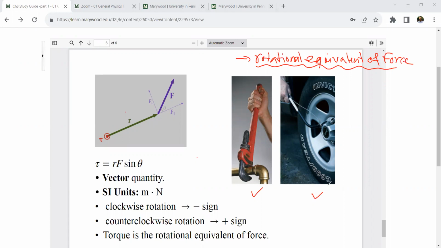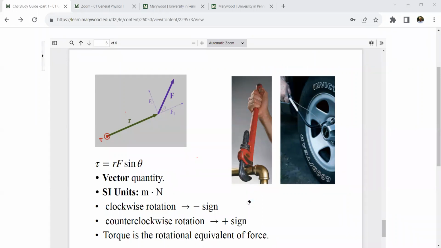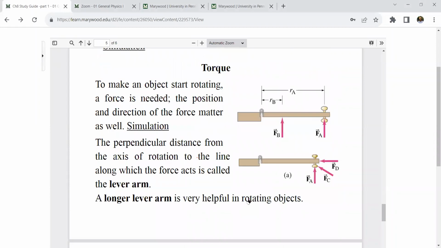So let's first learn what torque is and then relate how torque is involved in this rotation. The first thing we should remember is that torque is involved when there is some rotation. When there is rotation, there is torque, and torque is the rotational equivalent of force. To understand torque, let's consider a door. Let's try to open this door.